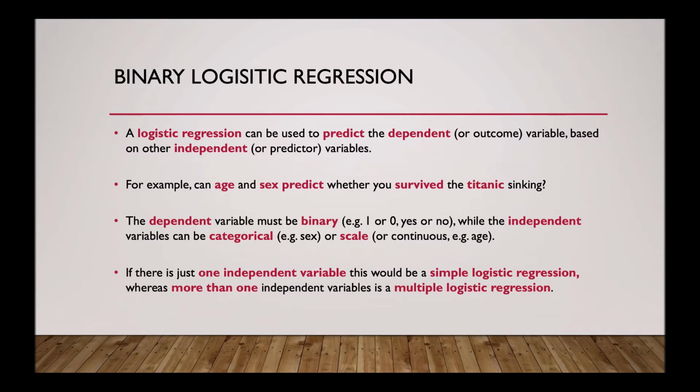In a logistic regression, the dependent variable must always be binary, so this means it will be coded as something like 1 or 0, or yes or no. But the independent variables can be categorical, for example sex, or continuous, for example age. If there is just one independent variable, then you'd do a simple logistic regression, but if there is more than one, then you would do a multiple logistic regression.